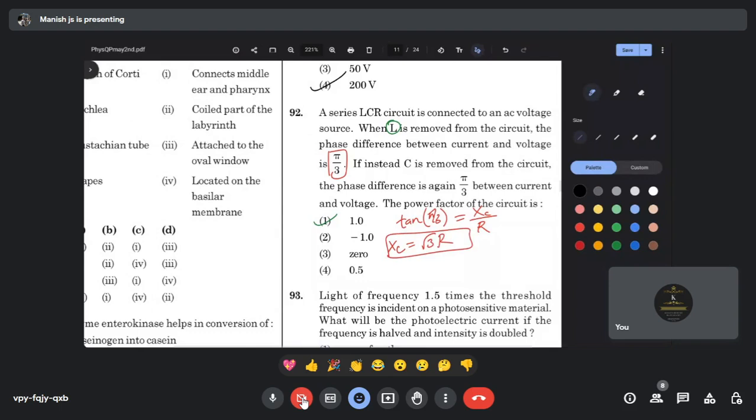Same way, the next situation, the second case, is they are removing the capacitor. So, capacitor is removed, it becomes an RL circuit. RLC, you remove that C. So, it becomes an RL. So, for an RL circuit, what happens? Again, they have given you the phase angle. Same way, you will find out tan pi by 3. So, tan pi by 3 this time will be XL by R. That's the only difference.